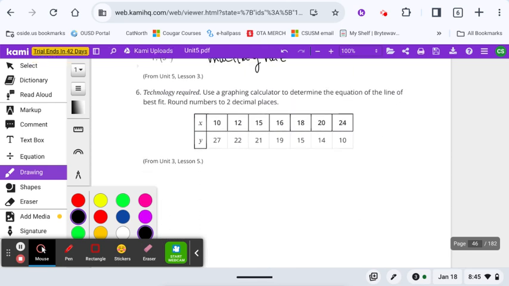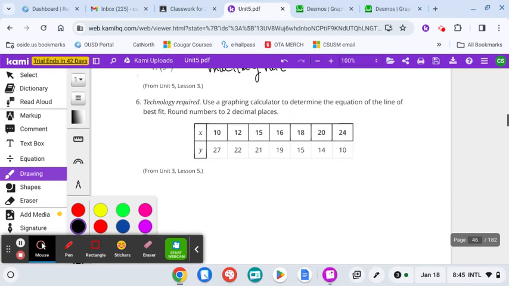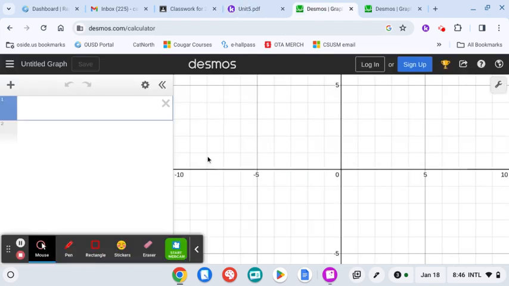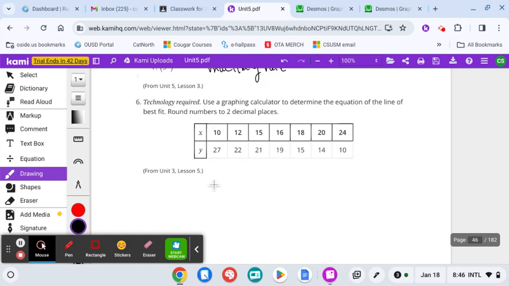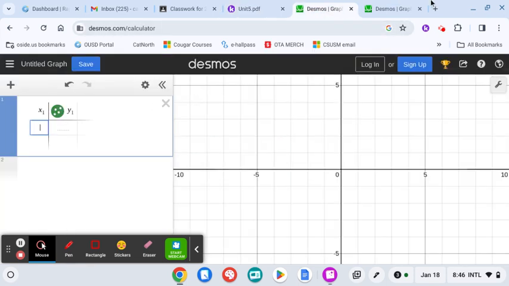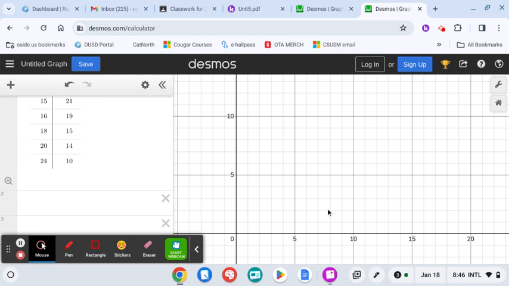Finally, on number 6, technology is required. So please go search up desmos.com graphing calculator. Once you get to the Desmos graphing calculator, you're going to click on the little plus sign and insert a table. And this is how you put in all the dots from this right here. So enter all those X and Y values right there into the table. Notice the X values are on top, the Y values are on the bottom. Now, after you input those values, your graph might look something like this.